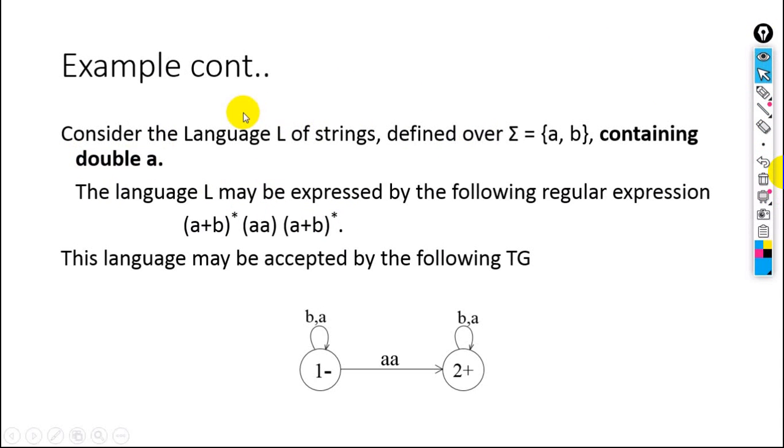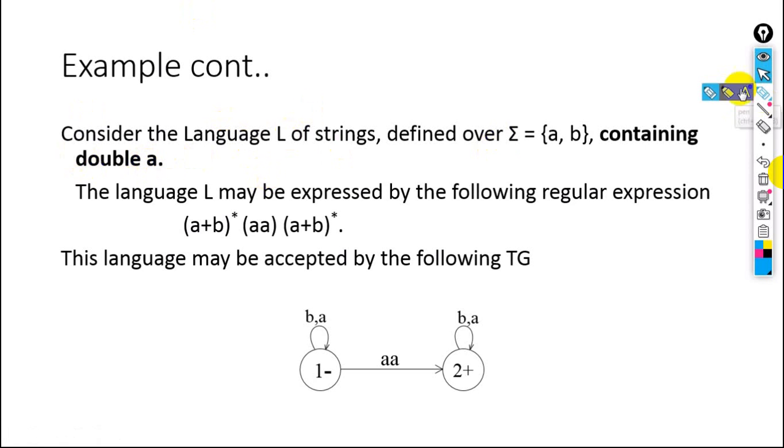another example. Here, consider the language L of strings defined over this alphabet containing double A. Containing means having. What does it mean? It means that the double A may be in the middle of the string, at the starting, at the ending, whatever you have. It may be A, it may be B, it may be double A, double B, it may be AB, BA, no problem. But somewhere there must be double A.